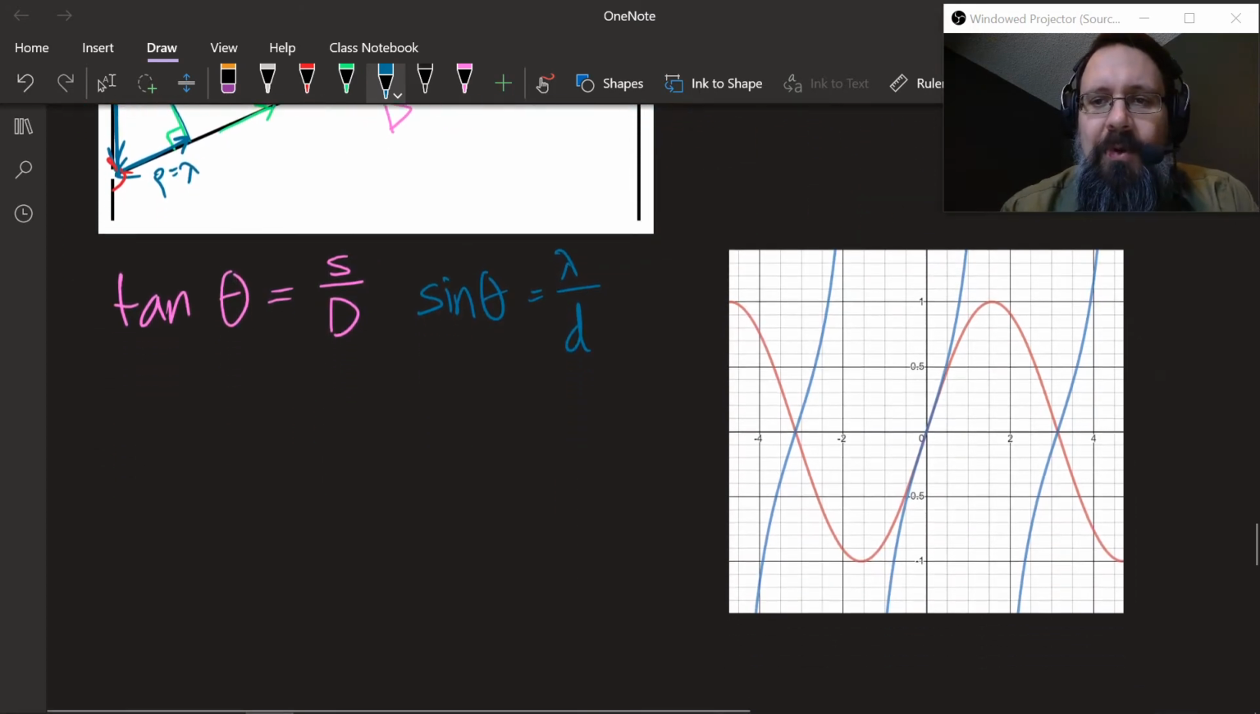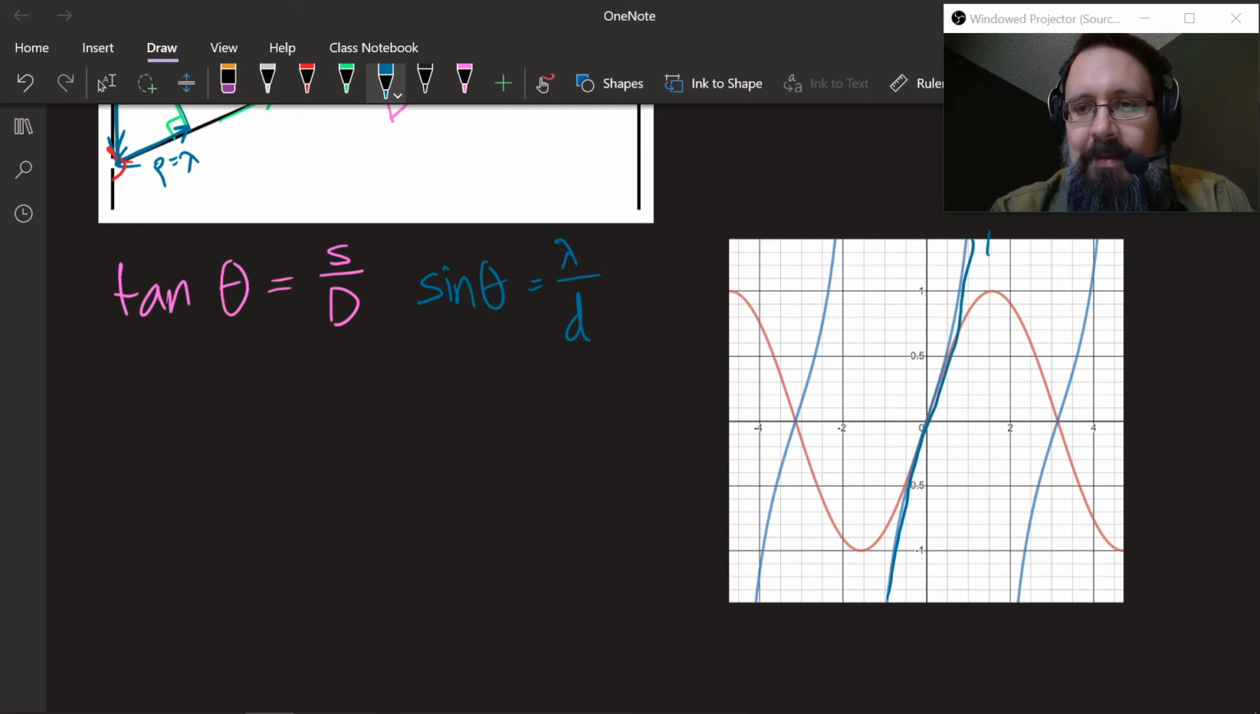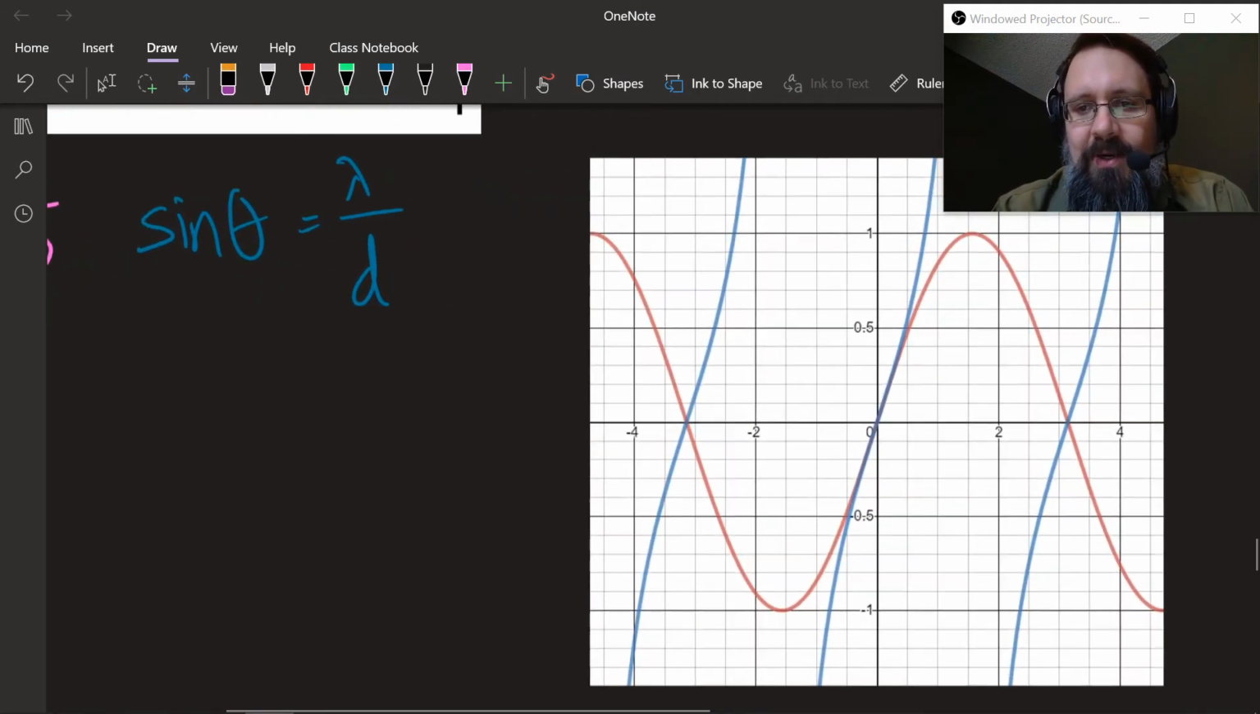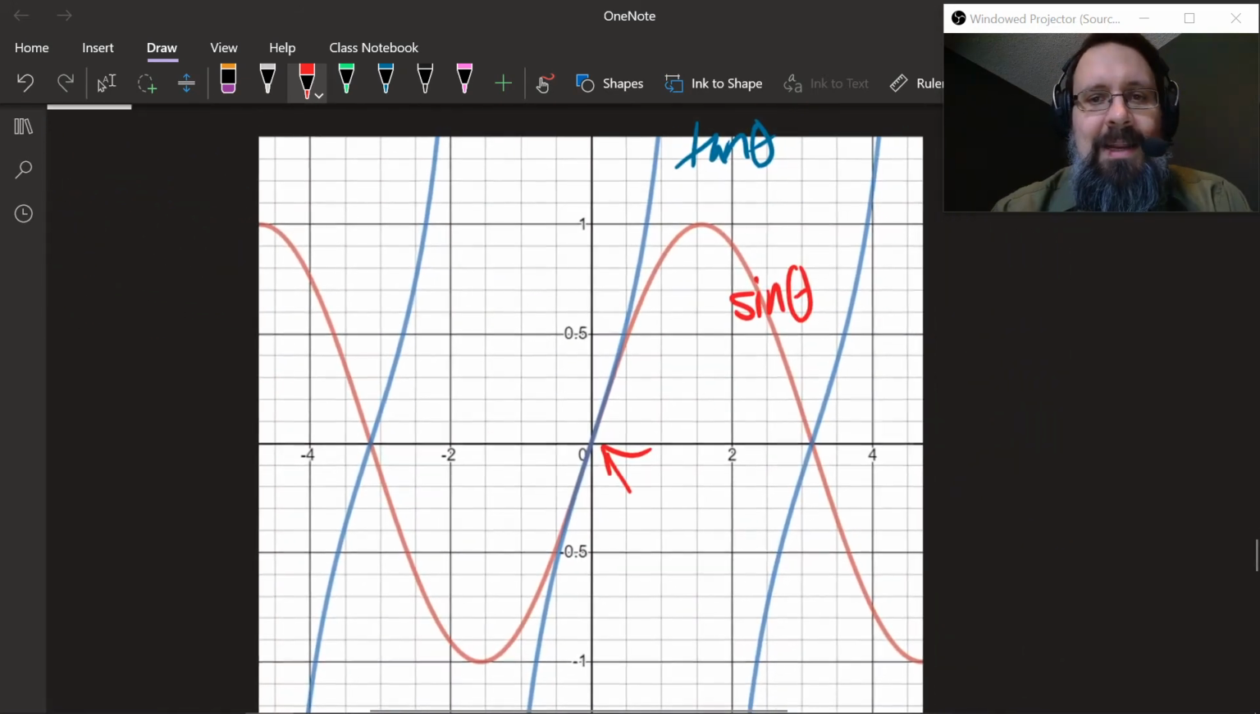Now here's what's cool. If you look at a graph of tan, the blue line here, and then we look at a graph of sine, the red one, what do you notice here at zero? When theta is about zero, which is here, what do you notice about tan and sine?